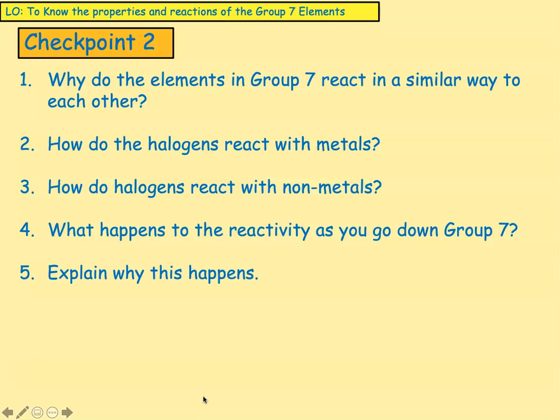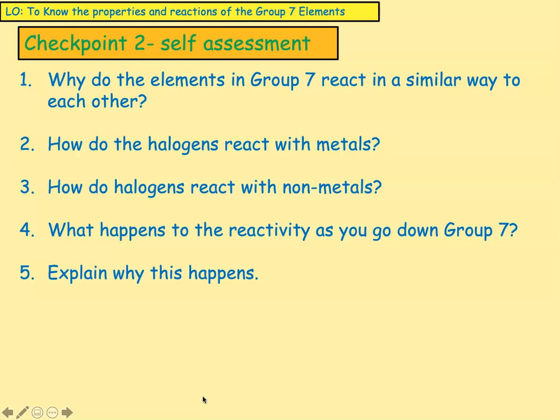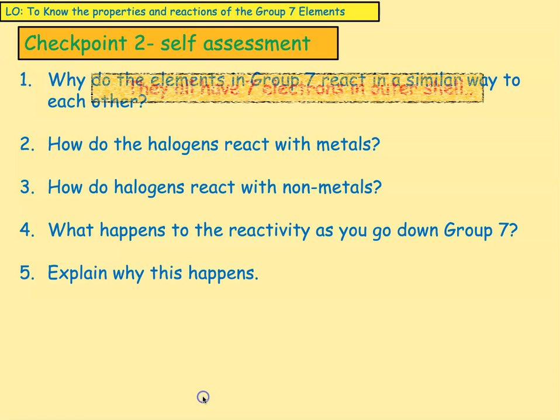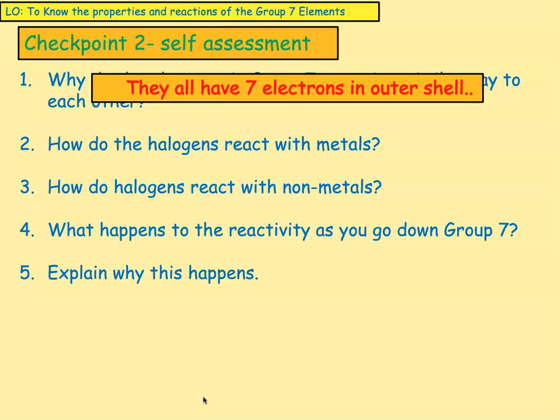Okay, let's self-assess our work. So why do the elements in group 7 react in a similar way to each other? We keep asking that question. It's because they all have 7 electrons in their outer shell.